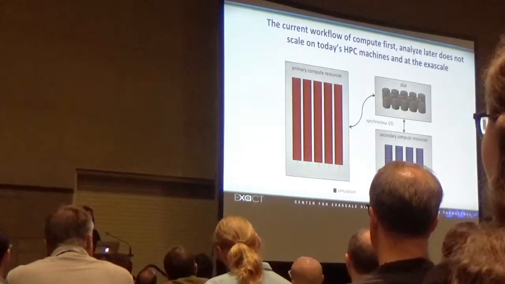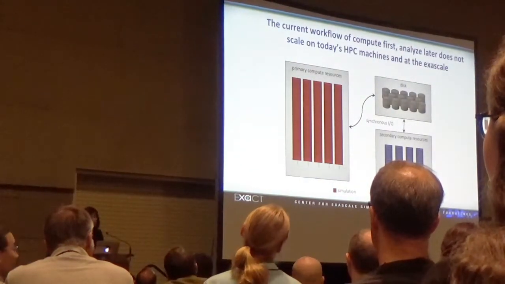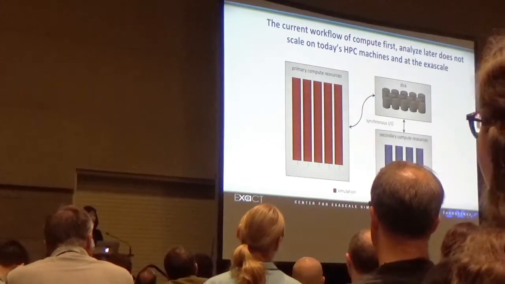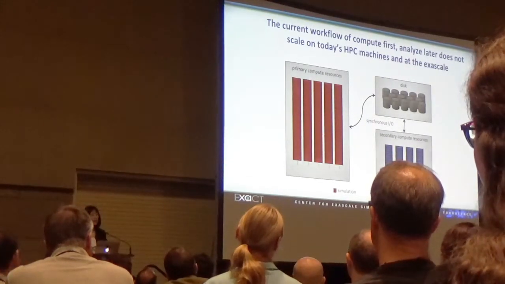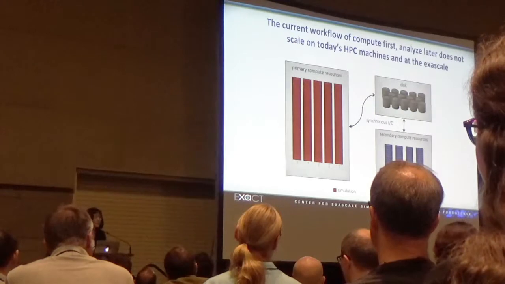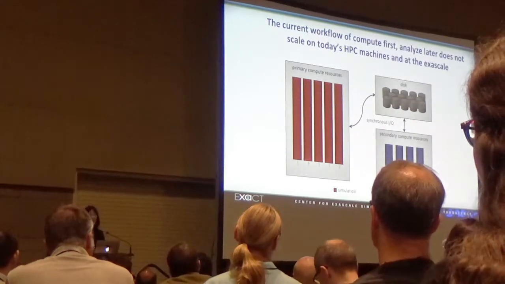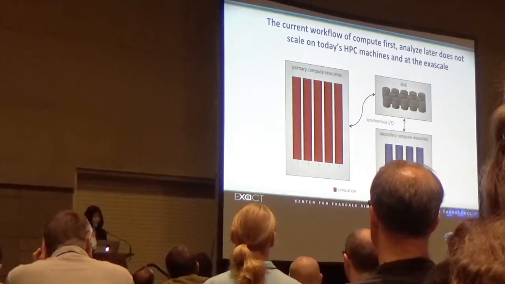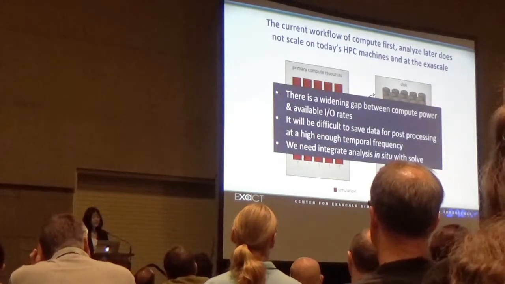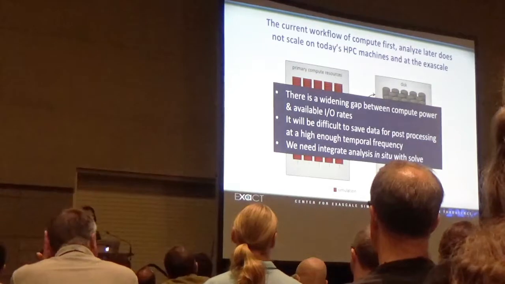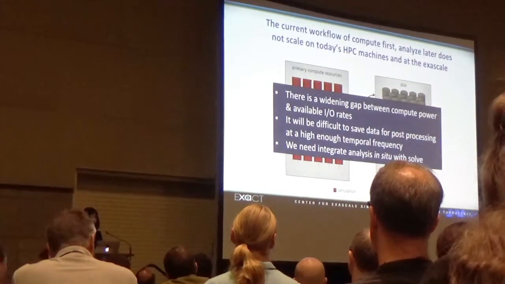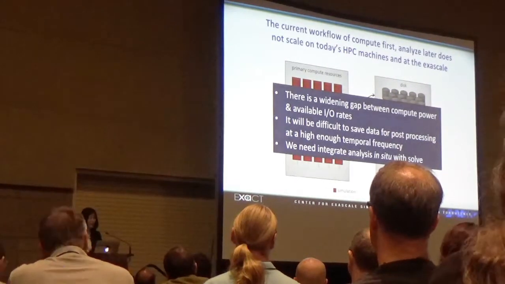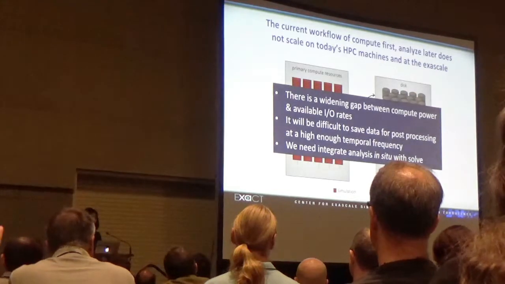So the current workflow that we've been used to for decades is to compute first, analyze post hoc later. It is having a very difficult time scaling even on today's petascale machines, let alone pushing towards the exascale. And this is because of the ever-increasing gap between compute throughput and the available I/O rates. So it's difficult to save sufficient data for post-processing.